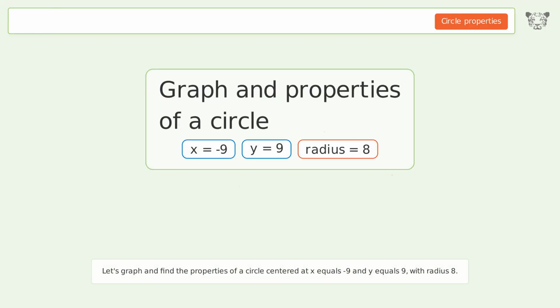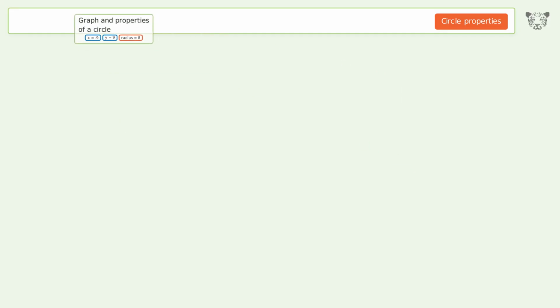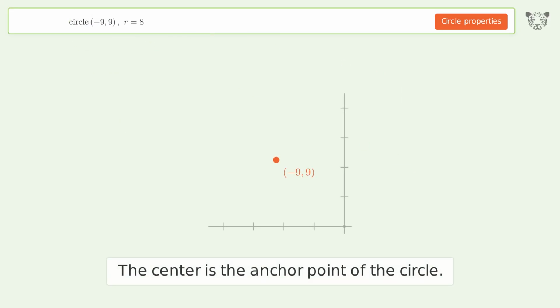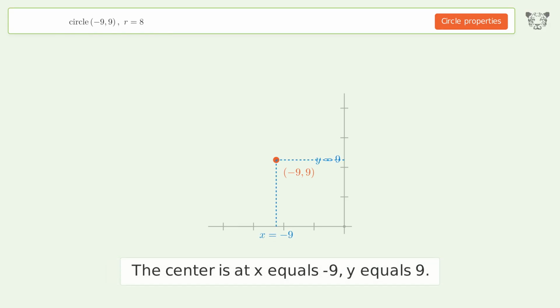Let's graph and find the properties of a circle centered at x equals -9 and y equals 9, with radius 8. The center is the anchor point of the circle. The center is at x equals -9, y equals 9.